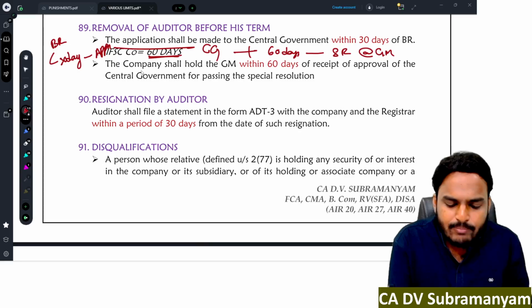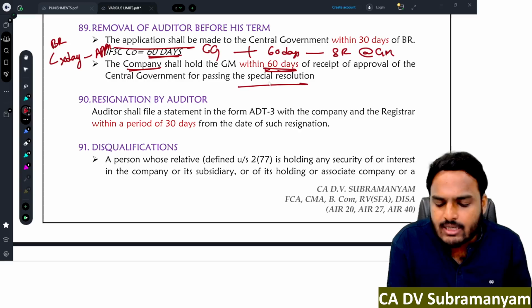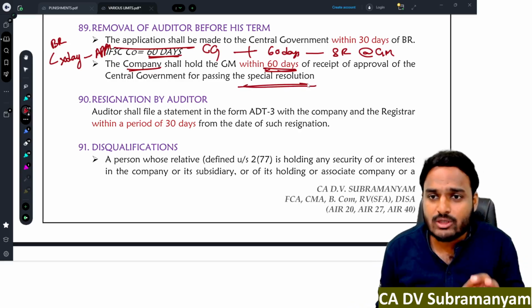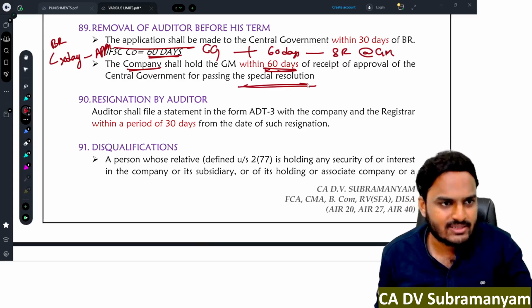Okay. Once company receives approval from central government, then within 60 days, company should pass a special resolution. Then only removal is valid. If any one condition is failed, then removal is invalid.